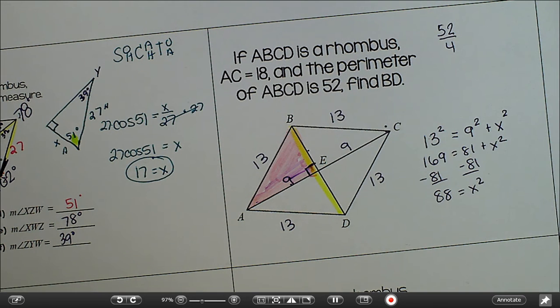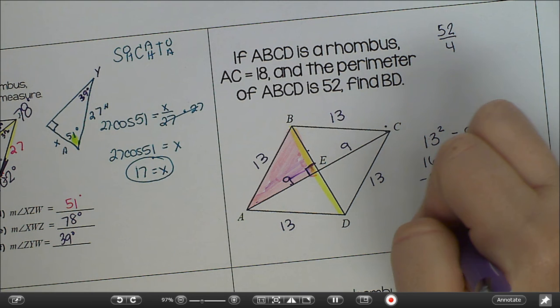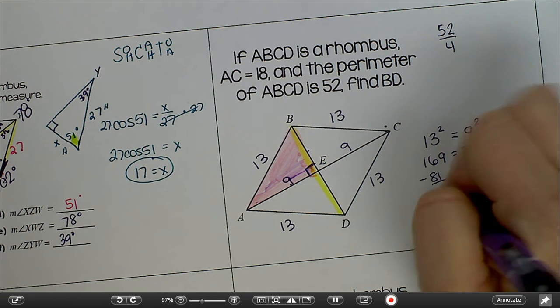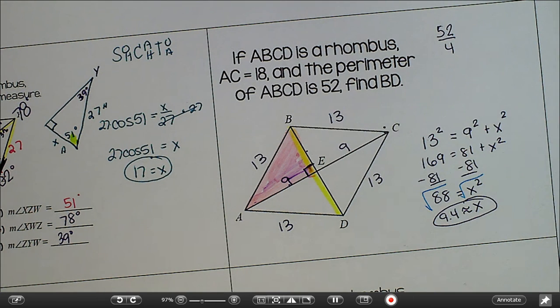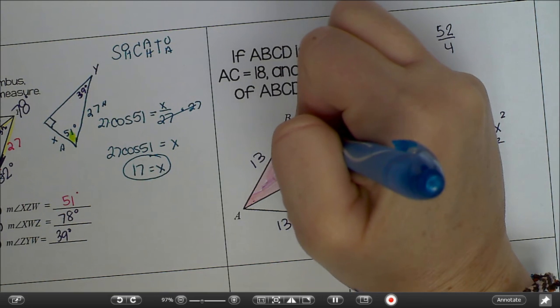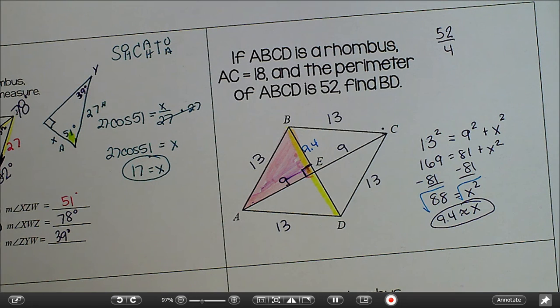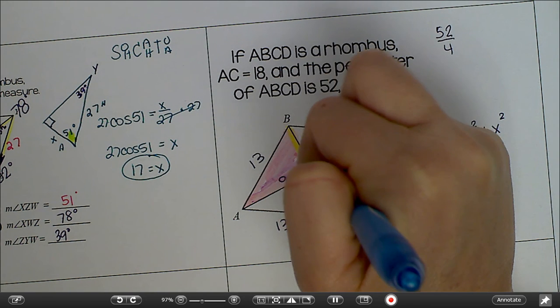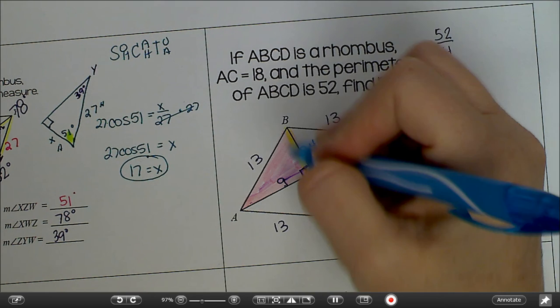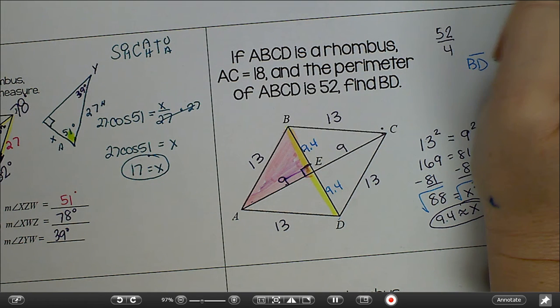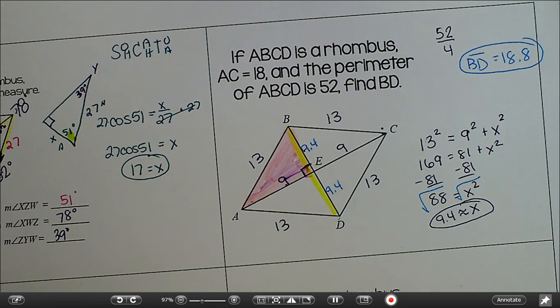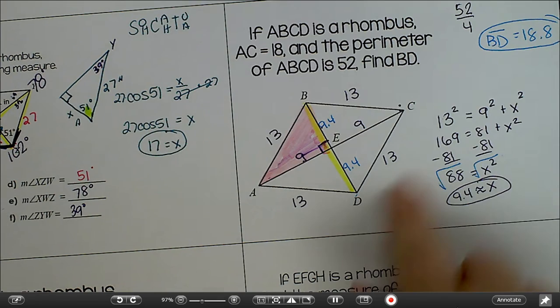And the square root of 88 is about 9.4. Now, we know this side is 9.4, that part of the diagonal. And what else do we know about the diagonals of a rhombus? They bisect each other, so that means this has to be 9.4. So the entire thing, BD, has to be about 18.8 units long. Crazy, right? All right, let's look at another one. This one, by the way, you see was nothing about angles.